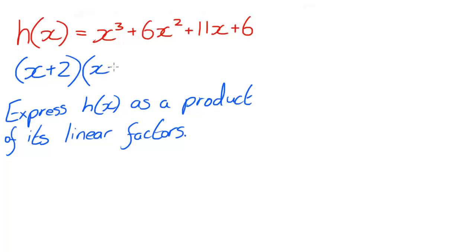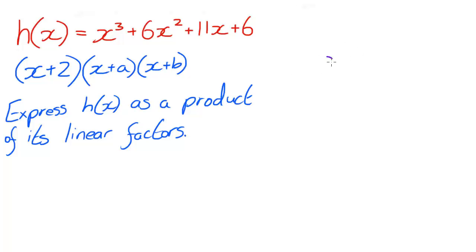What it means is it wants to know what are a and b in this situation. So it wants you to say h of x equals x plus 2, x plus a and x plus b, where you have a and b as real numbers. In order to do that, we need to do a long division, just like we did in the last video.